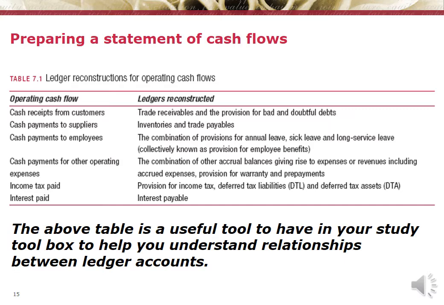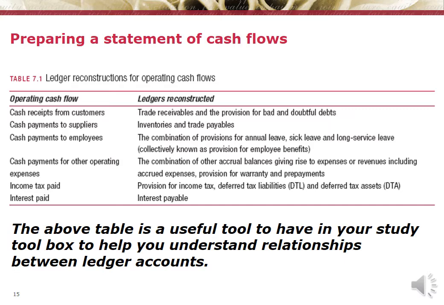But the cash payment for employees consists of things such as provisions for annual leave, sick leave, long service leave, and we collectively call that the provision for employee benefits. So determine the amount that's actually paid there. Then there's cash payments for other operating expenses. So if there's an opening or closing balance, need to reconstruct that first. And then we've got income tax paid. If there's no deferred tax asset or liability to consider in the question, it's pretty straightforward. It's just figuring out what the actual amount paid for the period would be.